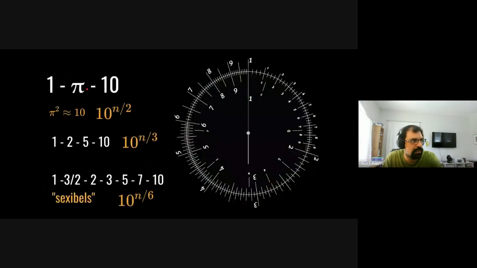You can go beyond just doing that, to formalize this. If you do 1, pi, 10, that's measuring everything in half powers of 10. You could split a decade into 3 parts. If you look at this dial, if you go a third of the way around, you hit 2. If you go 2/3 of the way around, you hit 5, and you get 1, 2, 5, 10. This is a very common sequence.